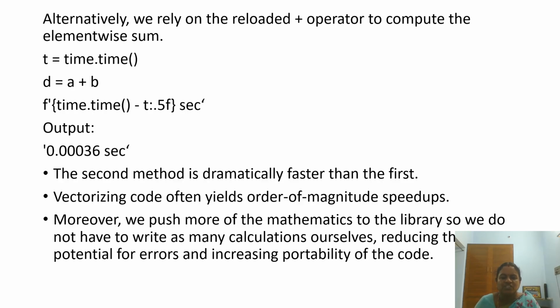So vectorization is preferred, which often yields order of magnitude speedups. So whenever we are handling very huge data, vectorization helps us to speed up the operations. So moreover, we need not write as many calculations, reducing the potential for errors and increasing the portability of the code. So hence we prefer vectorization.